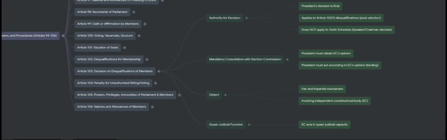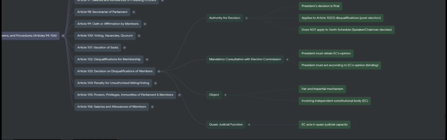This article really creates an essential check and balance, doesn't it? It ensures that decisions about removing a sitting MP on these specific grounds are made impartially by an expert body insulated from political winds, rather than becoming a tool for political vendetta. It protects the integrity of your representation.